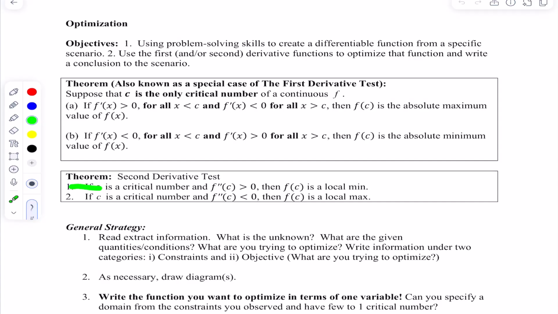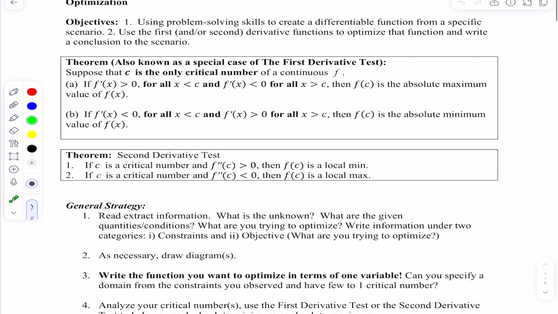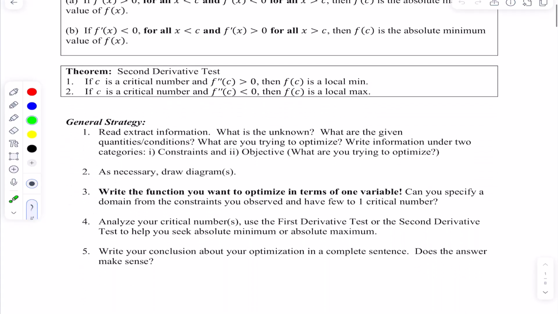The second derivative test is an optional test that you could use to determine whether or not you have a local min or local max. In either case, what you're wishing for is exactly one critical number. If you have exactly one critical number, then it's much easier to conclude whether or not you have an absolute min or an absolute max.